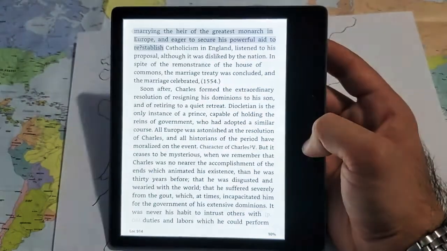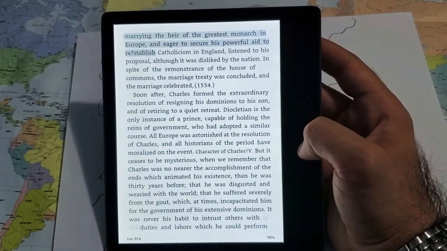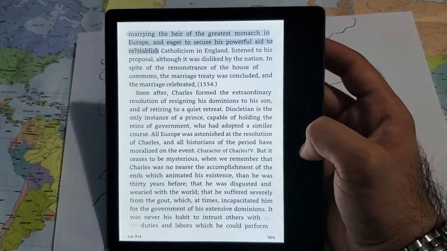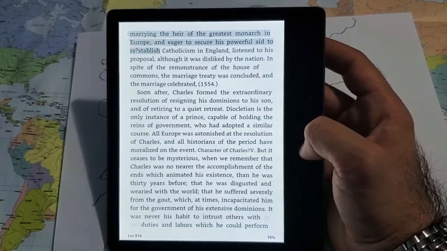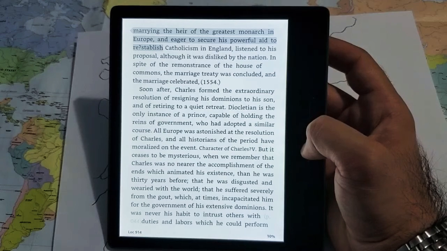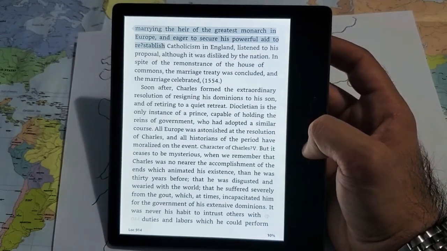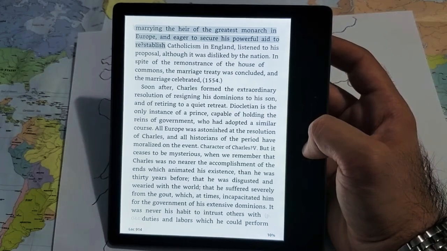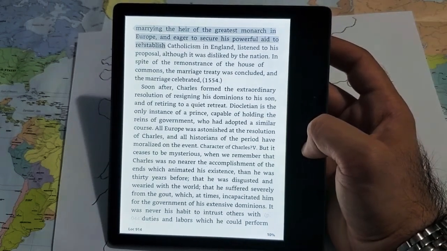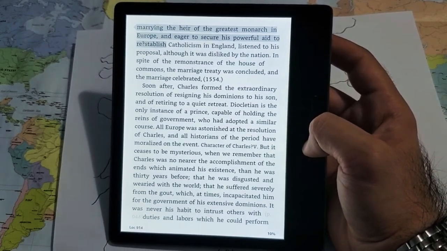The Queen, dazzled by the prospect of marrying the heir of the greatest monarch in Europe, and eager to secure his powerful aid to reestablish Catholicism in England, listened to his proposal, although it was disliked by the nation. In spite of the remonstrance of the House of Commons, the marriage treaty was concluded and the marriage celebrated in 1554. We'll see what happens there.